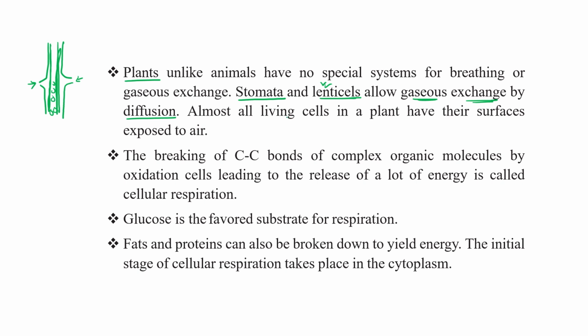But in roots they have loosely arranged parenchyma, so very easily they can pass gas from one cell to another cell. Stomata are present in the leaves, lenticels are present on the stem and other hard parts, while in the roots they have loosely arranged parenchyma. Okay, so this is how they do their gaseous exchange process.